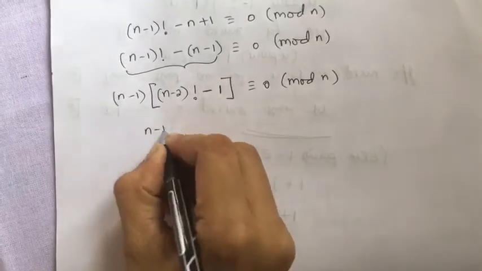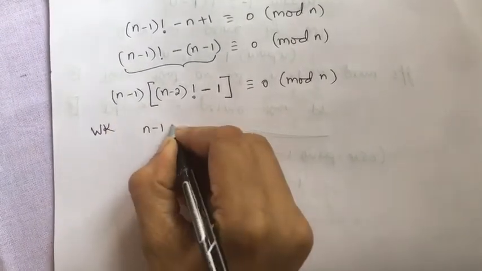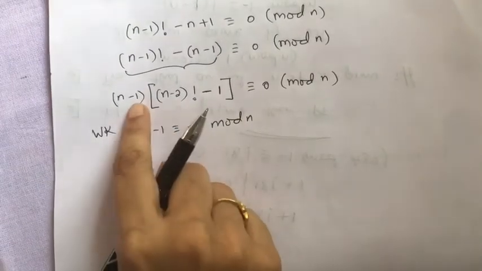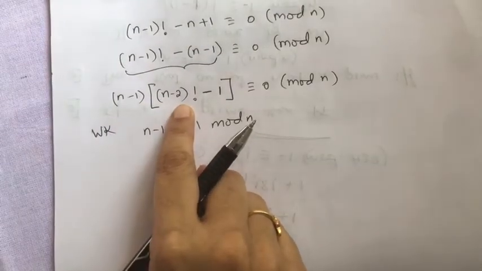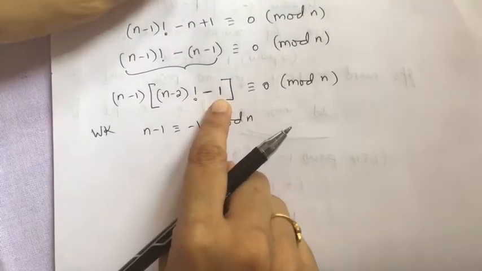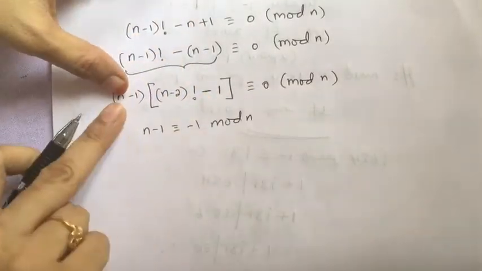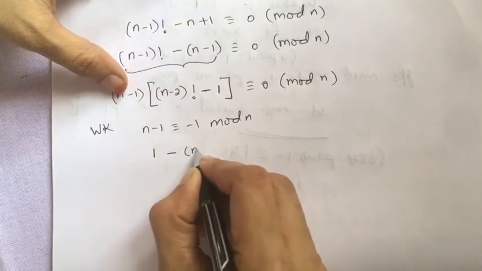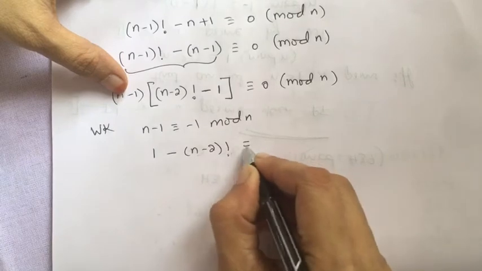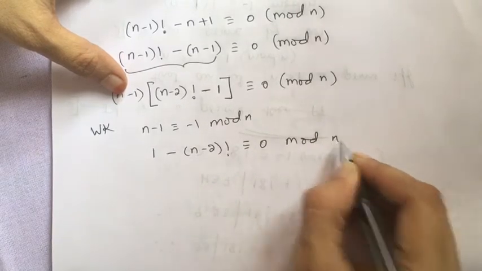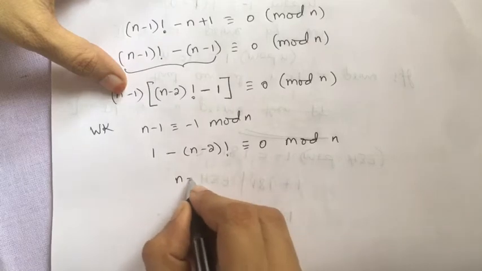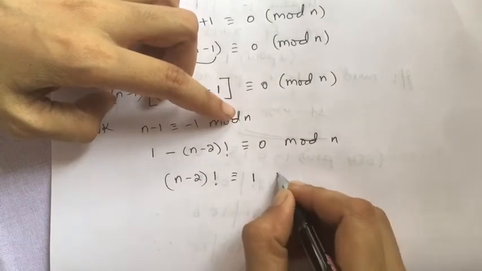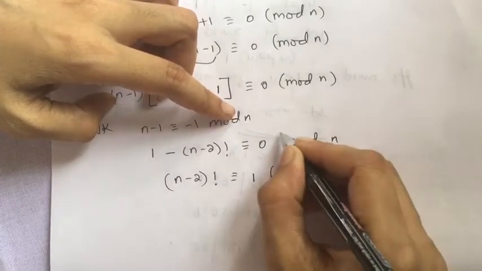We know n minus 1 is congruent to minus 1 mod n. So this (n minus 1) into (n minus 2) factorial minus 1 can be written as minus 1 into this. So the sign changes: 1 minus (n minus 2) factorial is congruent to 0 mod n. So this is the same as writing (n minus 2) factorial is congruent to 1 mod n. That is what we have to prove.